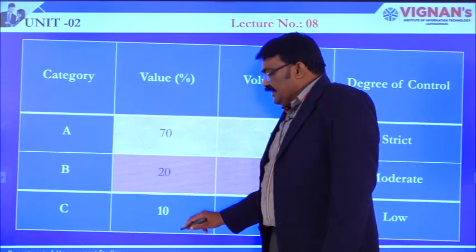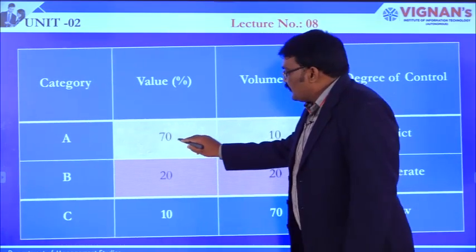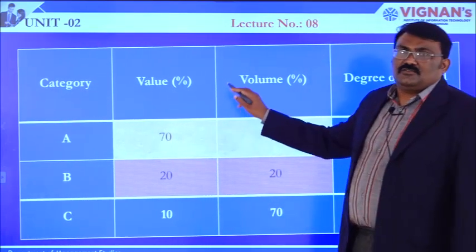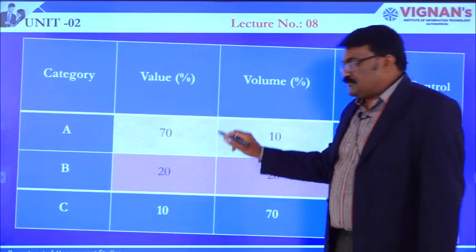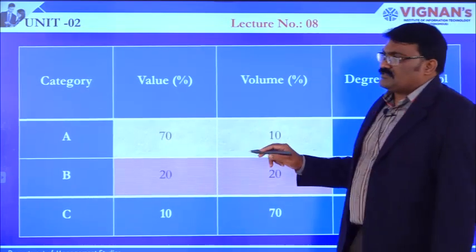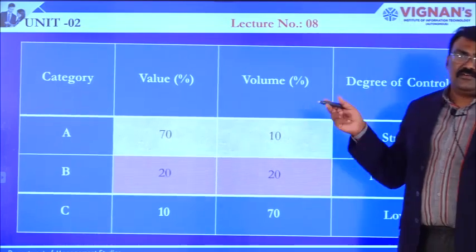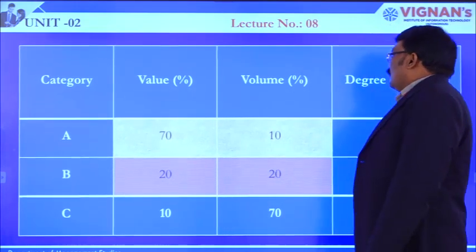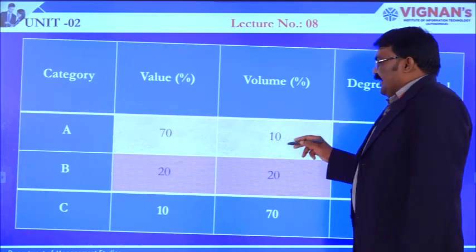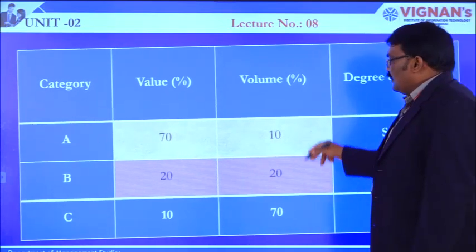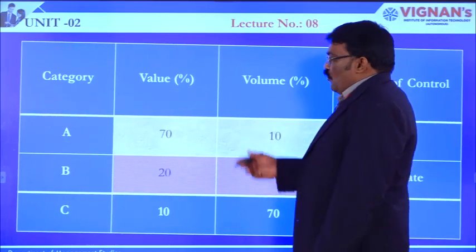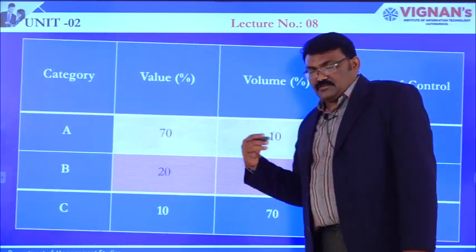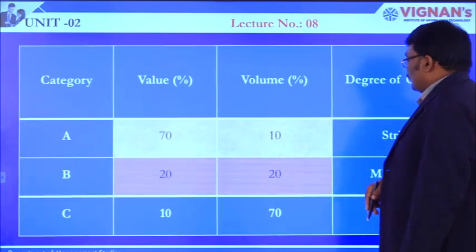Value will be descending, means we give the first priority to 70% of the value consumption, the second priority to the next 20% of the value consumption, and the third priority to the next 10% of the consumption. Now, the volume percentage is in the reverse order, that is, the more we consume, the lesser the cost.